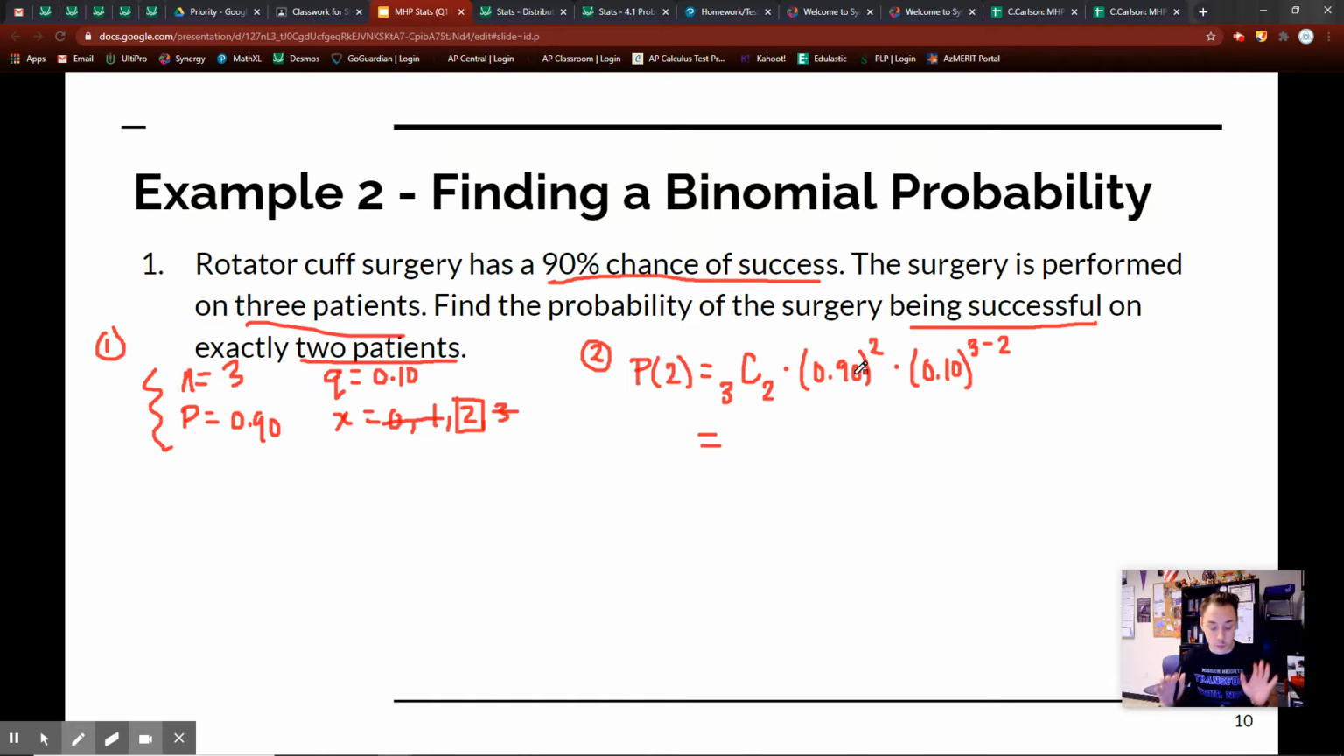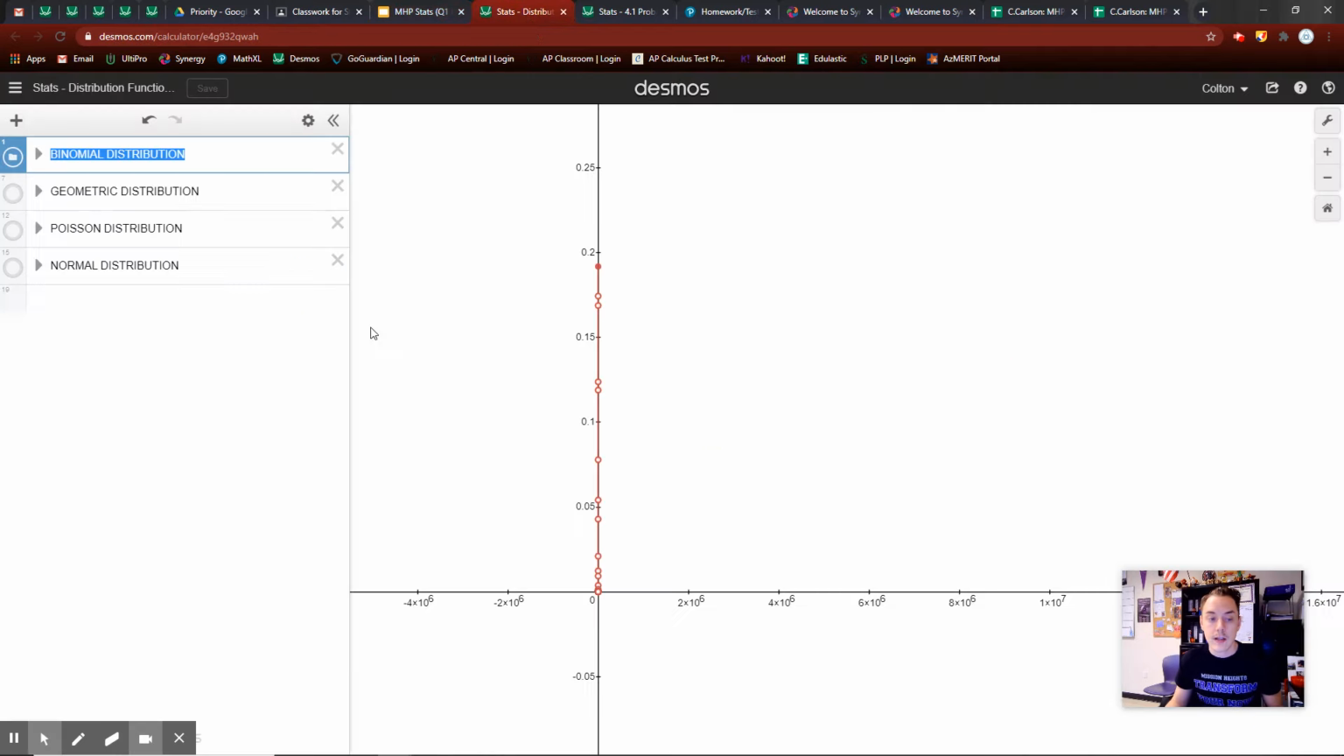Again, we're only going to do 1 or 2 examples of this by hand. This is the long way to do it on the calculator, but this is how you would do it. So let's go to a new line right here and start typing it in. I have nCr, and I'm going to type in 3, 2.